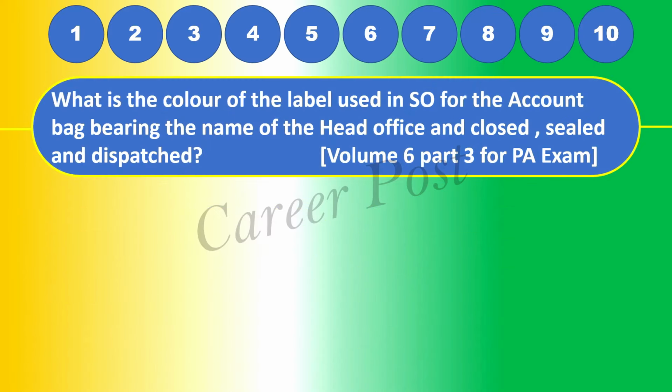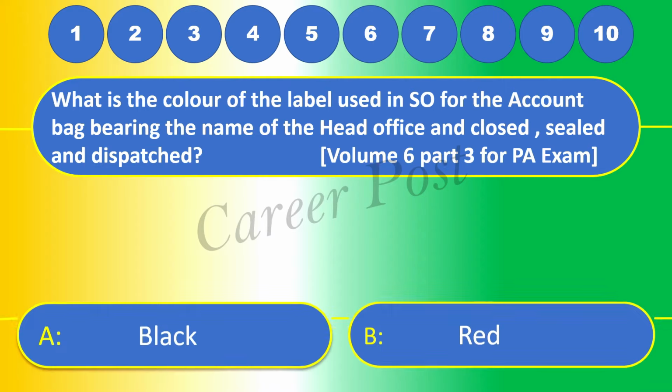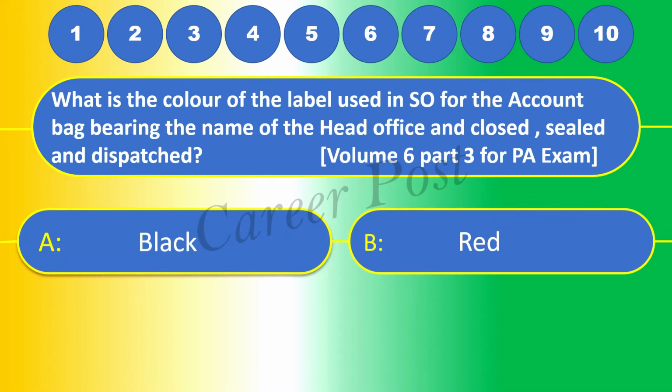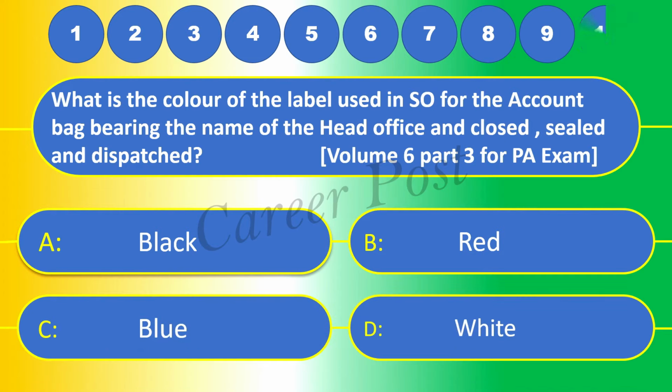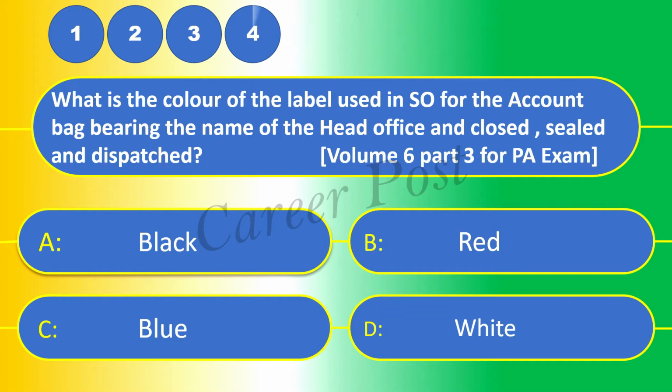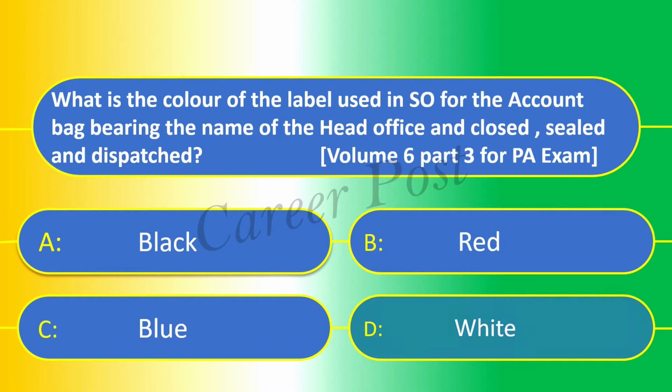Next question. What is the color of the label used in SO for account bag bearing the name of the head post office and closed and sealed and dispatched? A black, B red, C blue, D white. Your time starts now. Color of the label used in SO for account bag, that means that is sent to HO. What is the answer? It is the white label. White color label should be used for SO account bag that is sent to head post office.